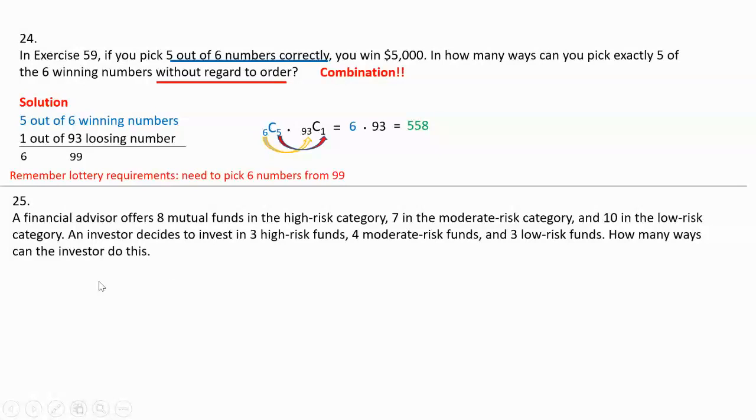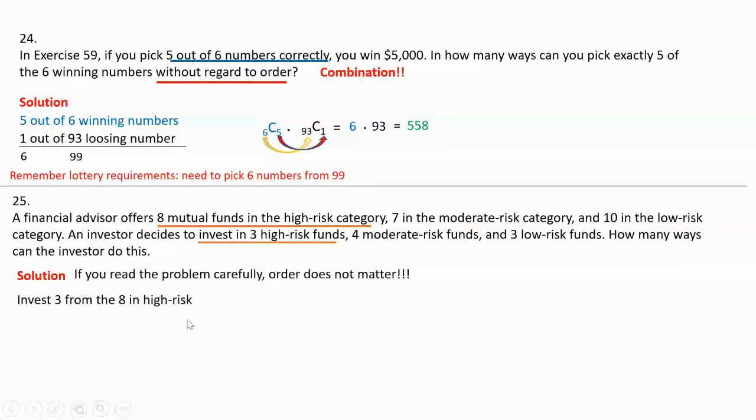Now we're down to the last problem here. A financial advisor offers 8 mutual funds in the high risk category, 7 in the moderate risk category, and 10 in the low risk category. An investor decides to invest in 3 high risk funds, 4 moderate risk funds, and 3 low risk funds. How many ways can the investor do this? So it's going to be a combination, since order does not matter. From 8, we want to invest 3, so it's going to be 8 combination 3. In the 7 moderate risk, they want to invest 4, so it's going to be 7 combination 4.